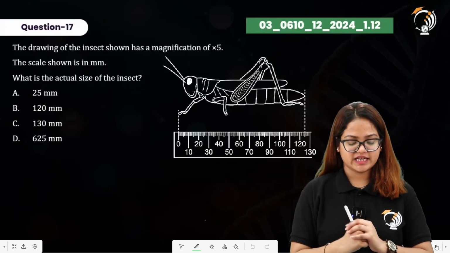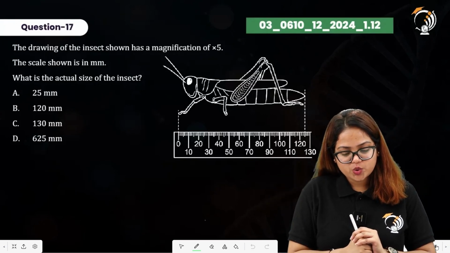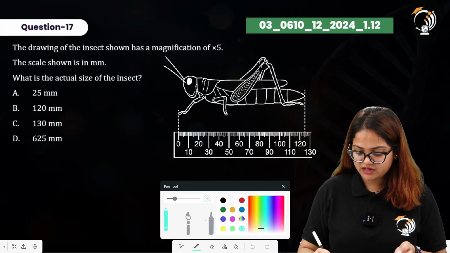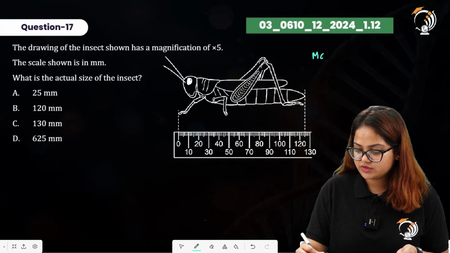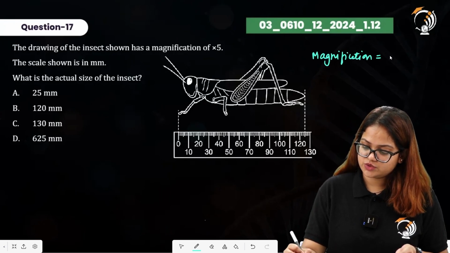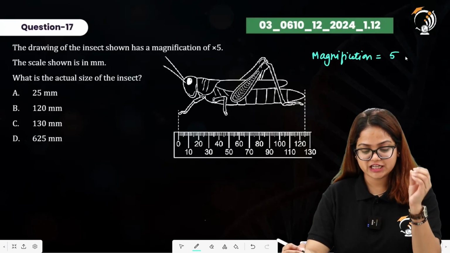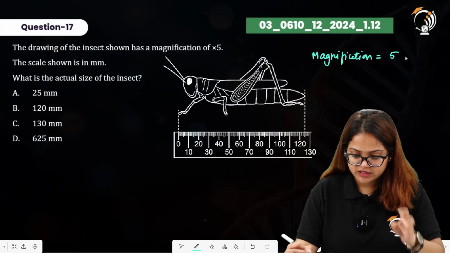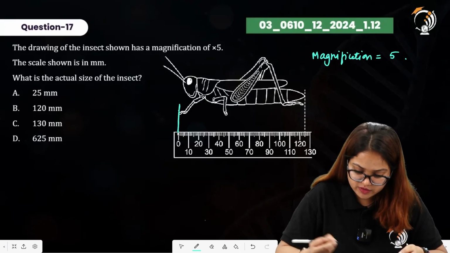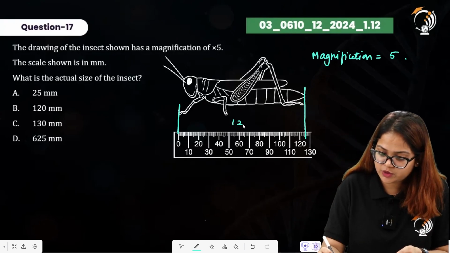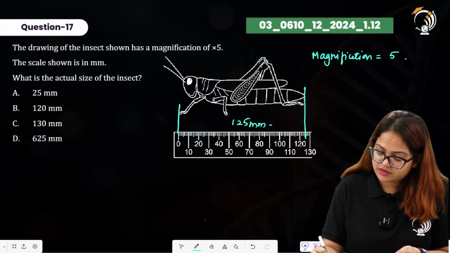Question number 17 says the drawing of the insect shows a magnification of 5 times. We have got the magnification here. So magnification equals 5 times. Scale shown is in millimeter. So this is 0 over here. This is denoting 125. This is 125 millimeter.